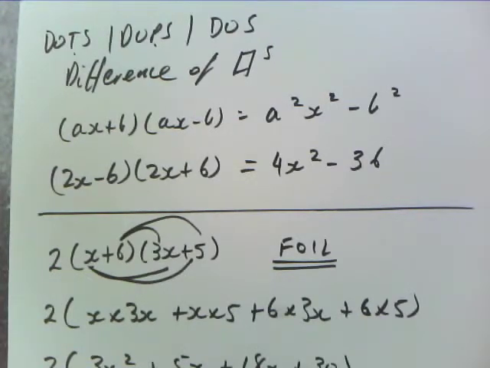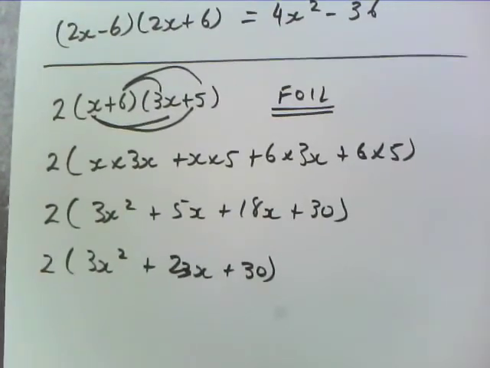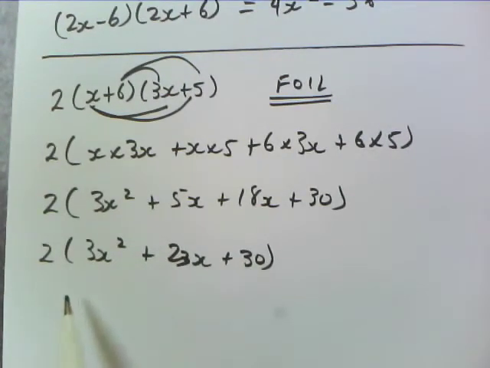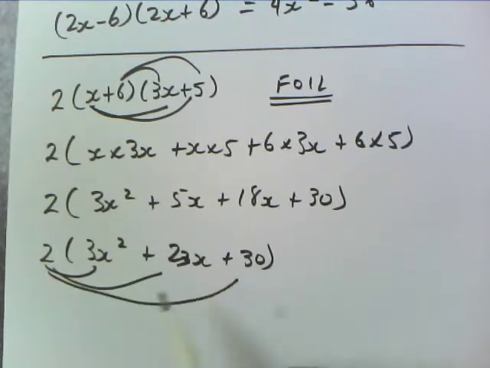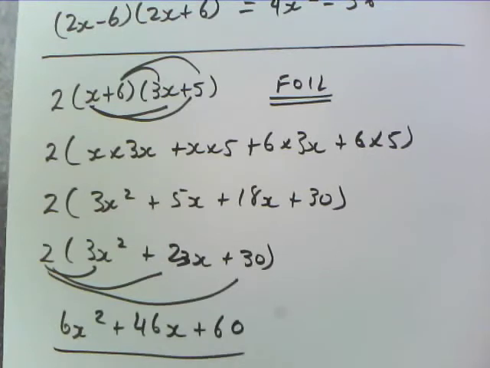And then we simplify that, we'll keep our 2 out for now, so 3x squared plus 5x plus 18x plus 30. And now I'm going to do one more step before I deal with that too, 3x squared plus 23x plus 30. So now all I'm going to do is bring that 2 in and multiply each of the terms inside that final bracket by 2. So to show you what I'm doing there, it's 6x squared plus 23 times 2 is 46x plus 60, and that's our final answer there.